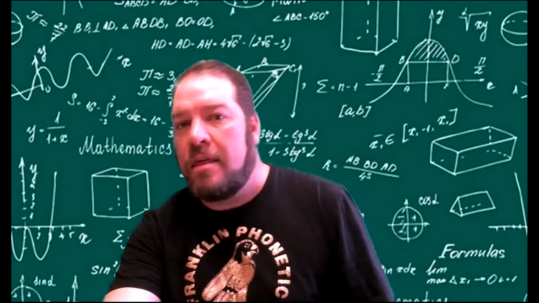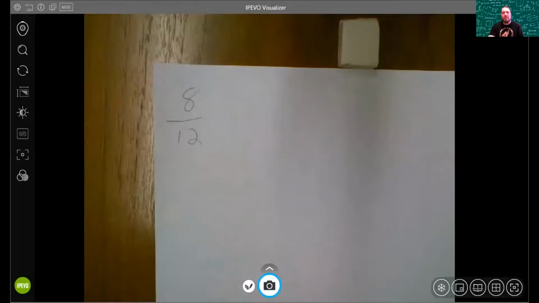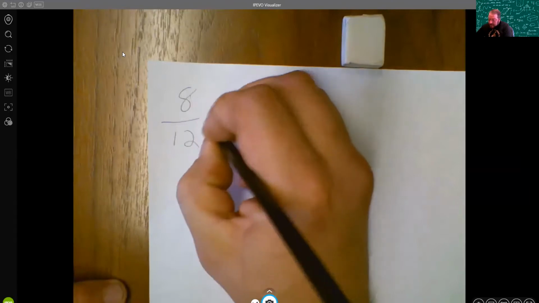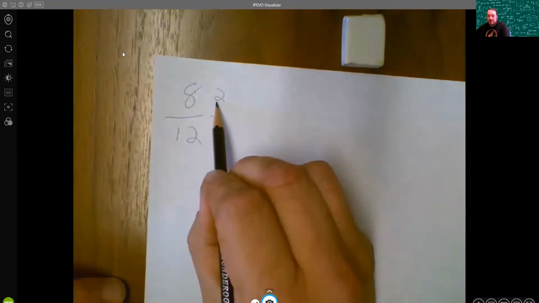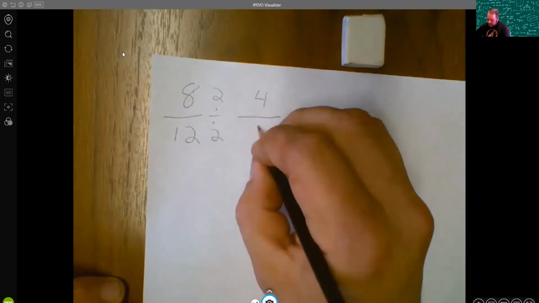Now let's look at this. Say we have the problem, 8/12, right? We need to simplify this. We need to put it into its lowest terms. Well, it's even, right? The numerator is even and the denominator is even. So if you can't figure out any factors, you can always divide it by 2. So let's divide it by 2. We need to do the same thing to the top that we do to the bottom. So now we're going to do 8 divided by 2 is 4. 12 divided by 2 is 6.